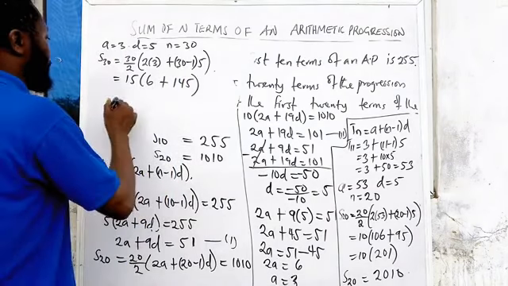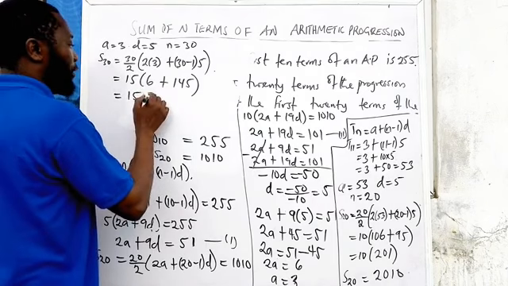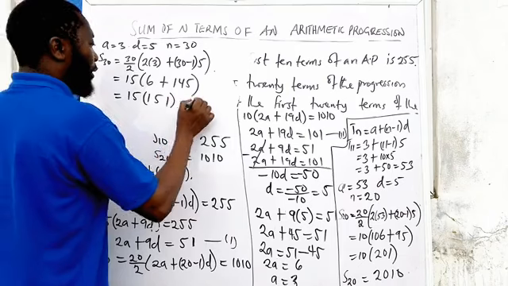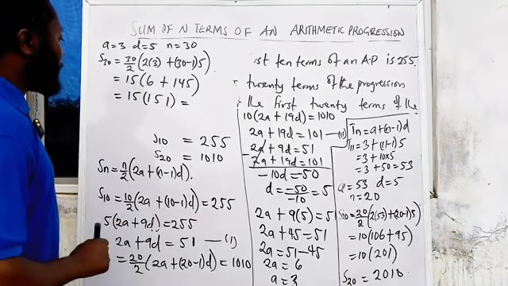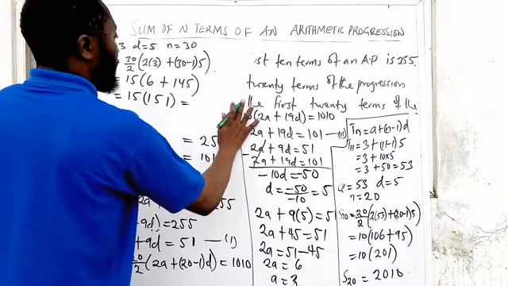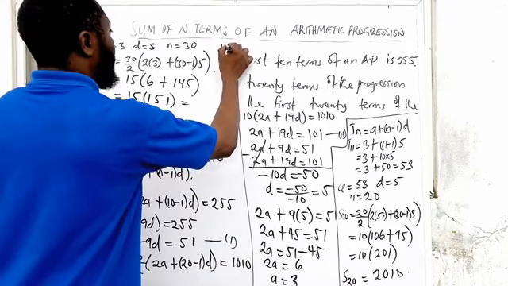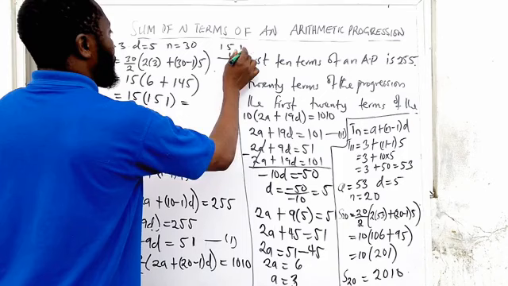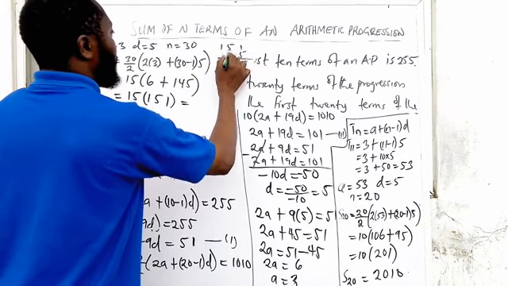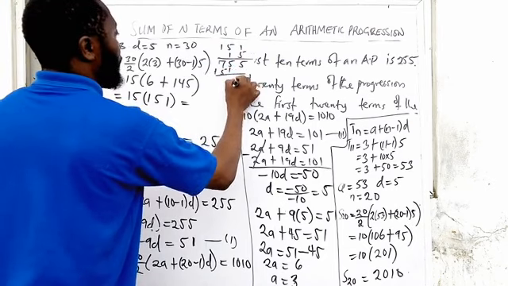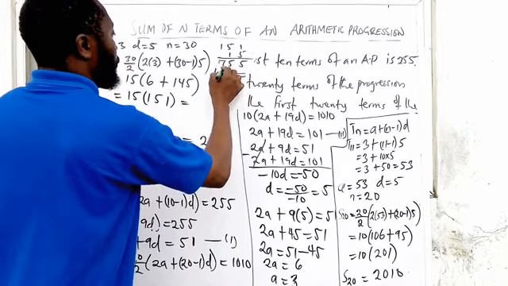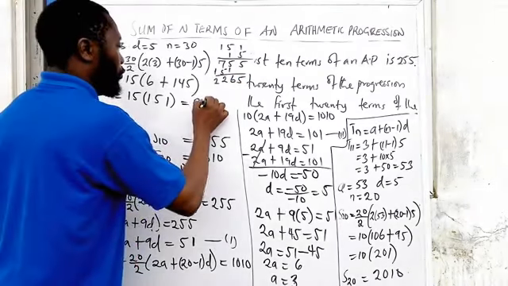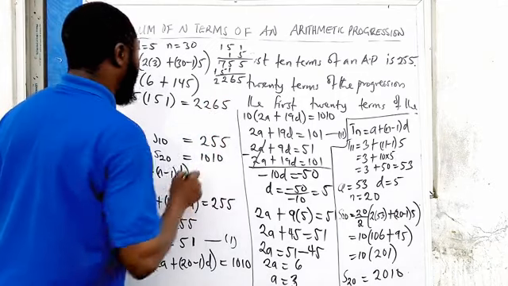Now let's add this together again. So we have 15 multiplied by 151. That is 2265.